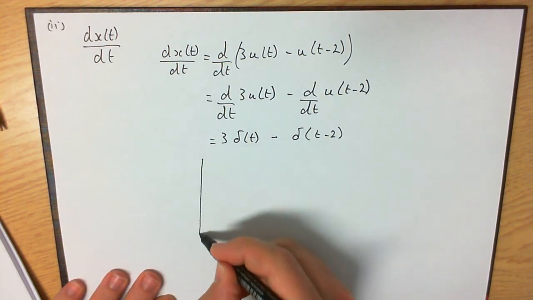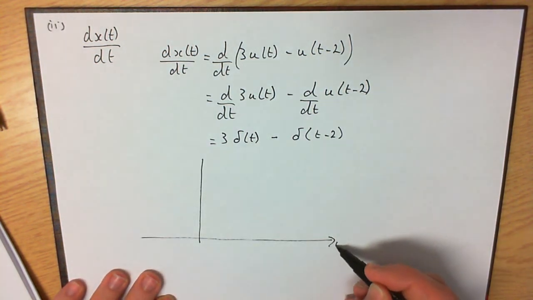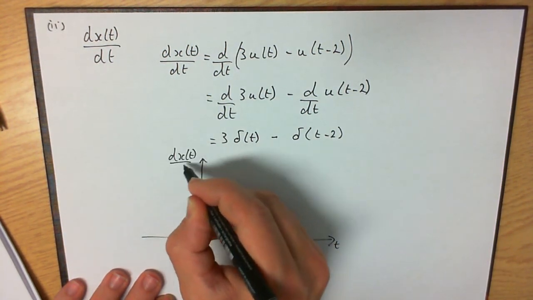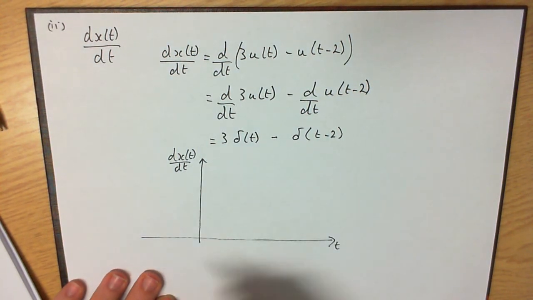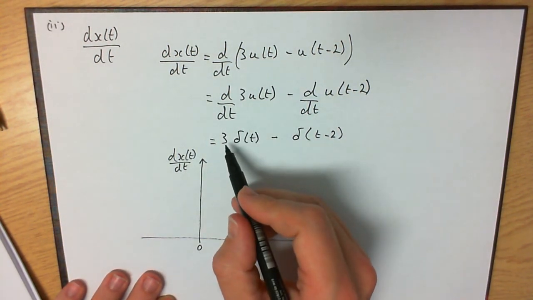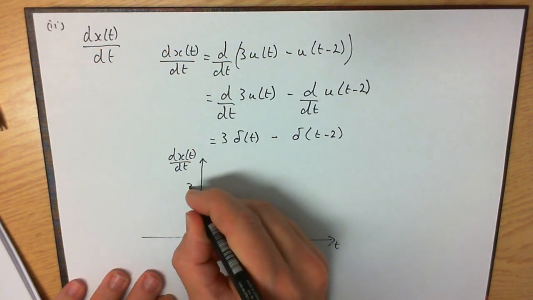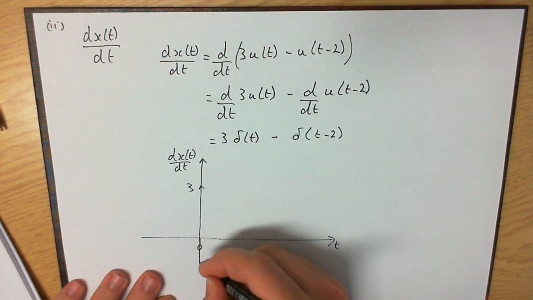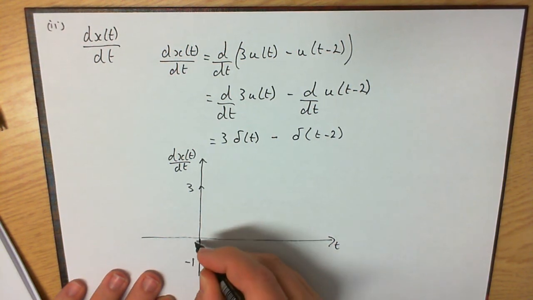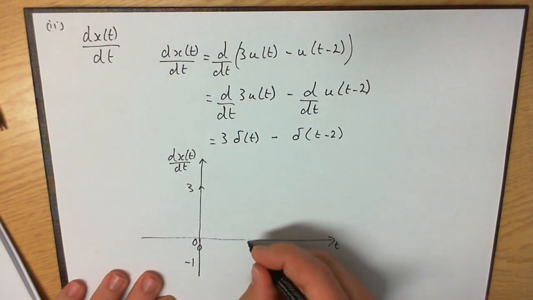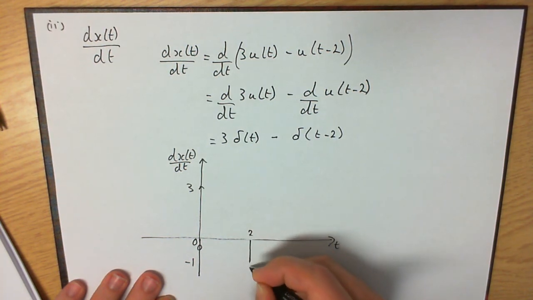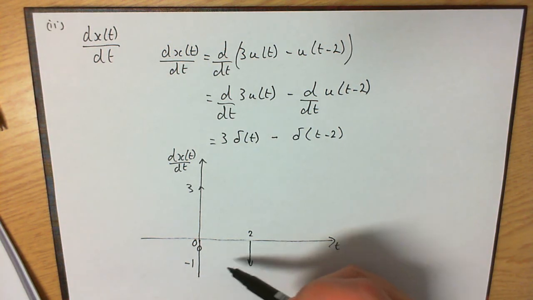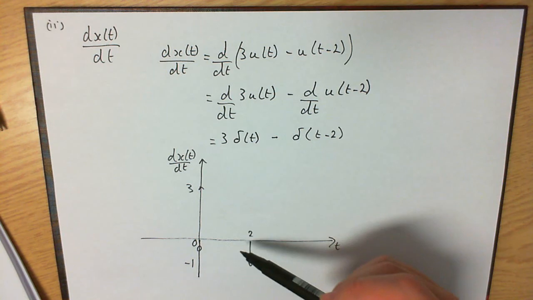So if we want to know what that looks like versus time, well, at time 0 we're going to get a delta function at 3, and we actually need to go down to minus 1. We draw that. So at time 2 we get another impulse at negative 1. So we've just got two impulse functions.